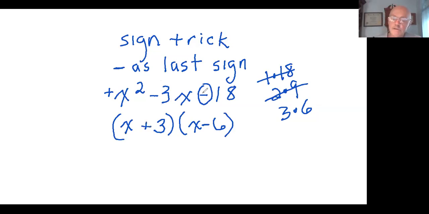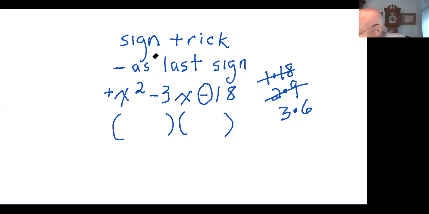Whenever you have a minus at the end, you know you have to have a plus times a minus or a minus times a plus. But people get them reversed. They put them the wrong way. Look at the middle sign, and that middle sign will always go with the bigger number that you have down below. All right, so let's try another one because this one's a bit trickier to get in your head.